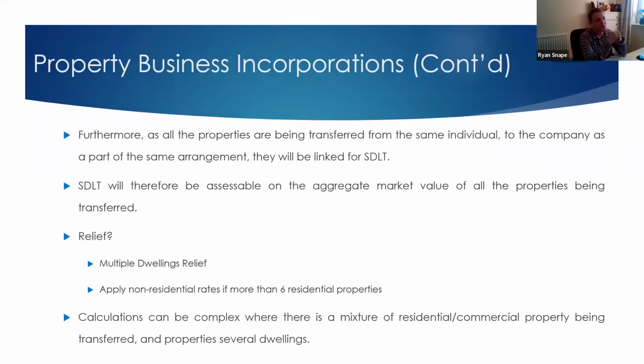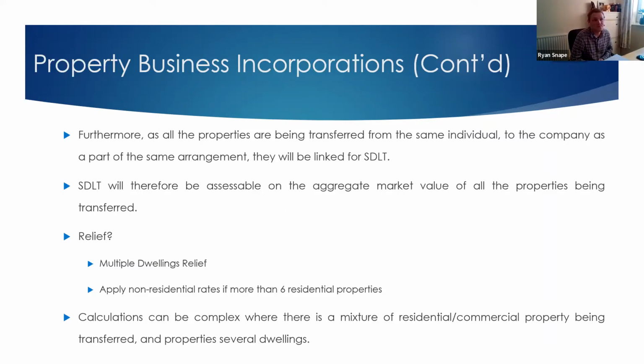In addition to that, because the properties are going from the same seller to the same buyer, those transactions are linked. So instead of us having, let's say, 10 SDLT computations for each property, we would have to assess the SDLT as a single computation, as if it was a single property for the total deemed consideration. So that can be quite bad for SDLT because we're getting a lot of SDLT at much higher rates on the transfer. So despite the fact that an incorporation is very good tax planning, there could be a big upfront cost from an SDLT point.